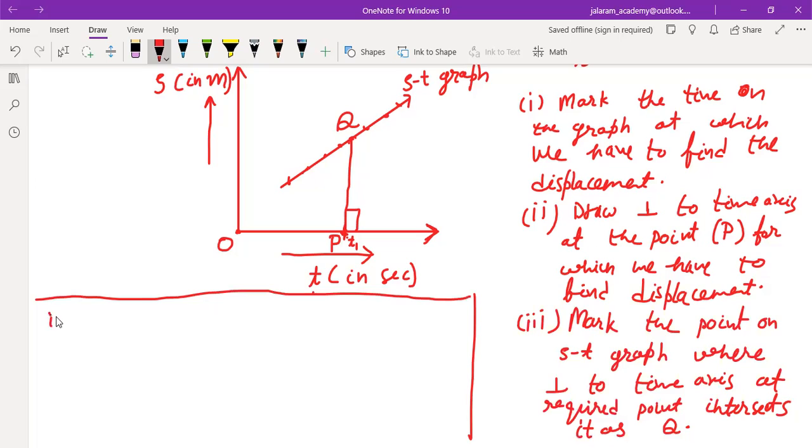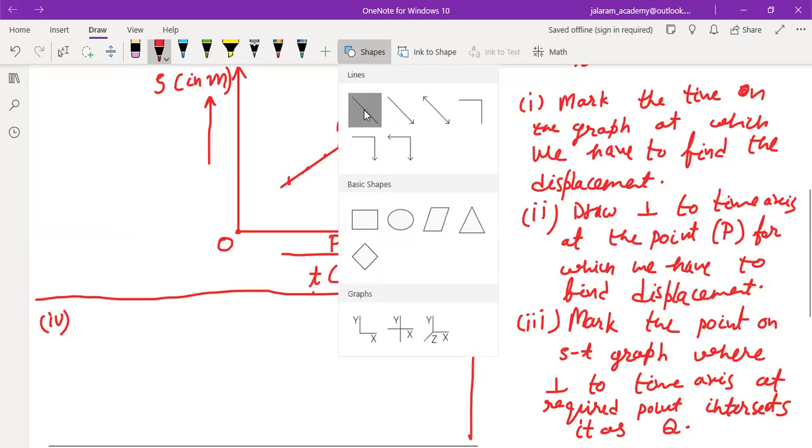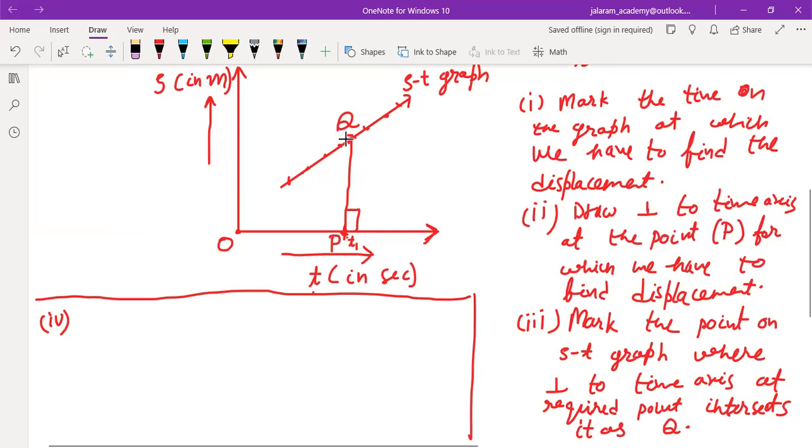Step 4: from this point Q, where the perpendicular to the time axis at the required point intersects the ST graph, a perpendicular is drawn to the y-axis.